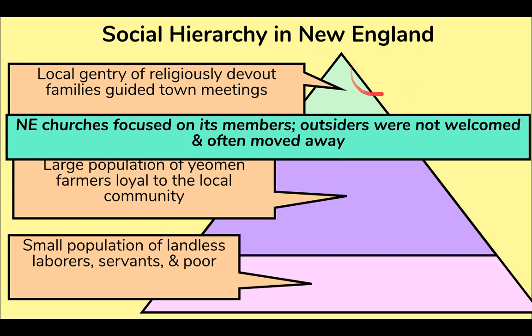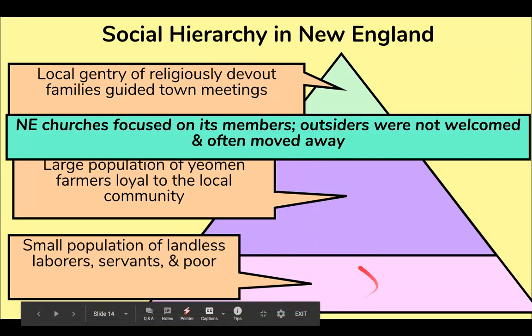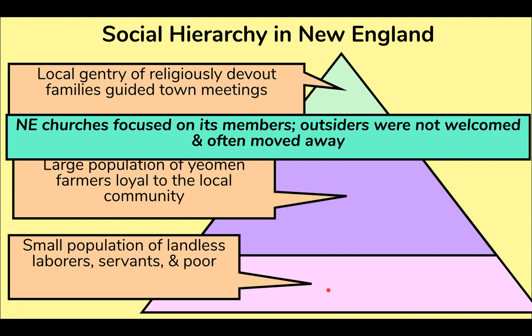Who is most important and has most social and political power is at the top. And who is the least important, least powerful is at the bottom. Okay? So that's how these hierarchy triangles work. At the bottom, we have a small population of landless laborers, servants, and people that are poor. Okay? There's not really any slaves.